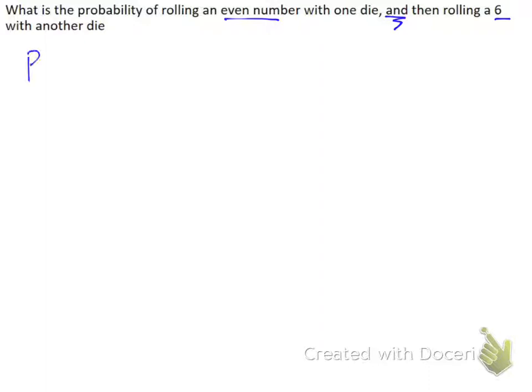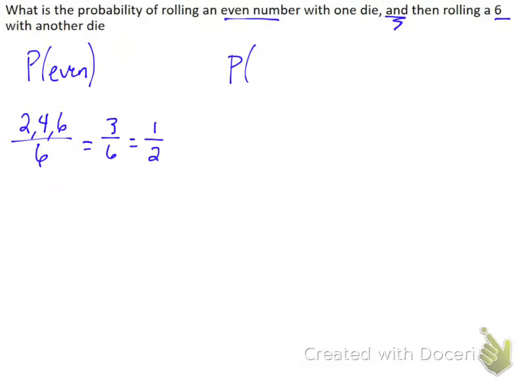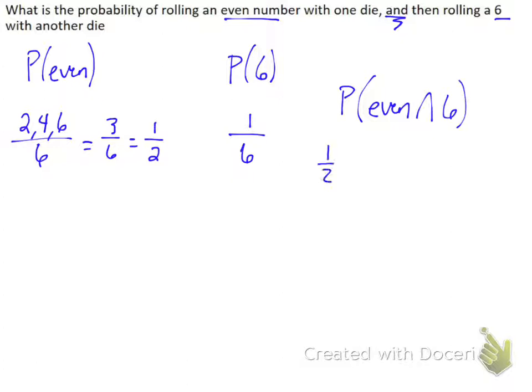So again, probability of rolling an even number. I've got 2, 4, and 6 as the even numbers on my cubes, so it's just 3/6 or 1/2. The probability then of rolling a 6: there's only one 6 out of all the numbers, so it's 1/6. And so the probability of rolling an even number and then rolling a 6, I can multiply them together, 1/2 times 1/6, and I get, again, 1/12, which is the same thing as 8.3%.